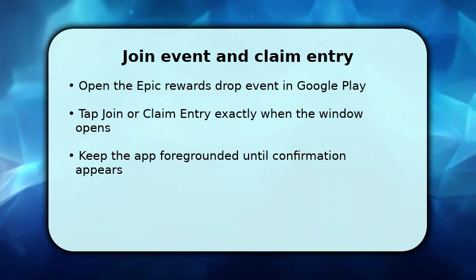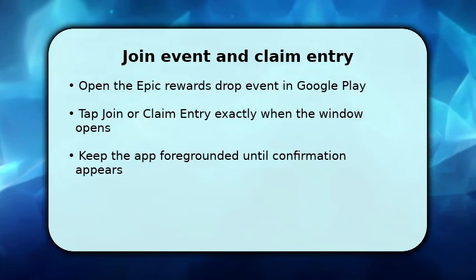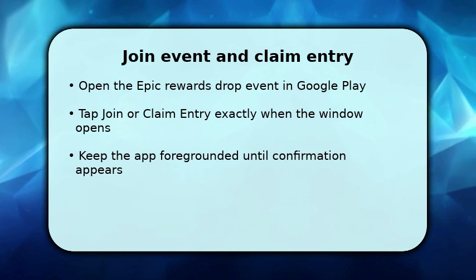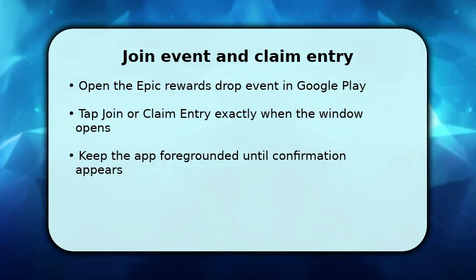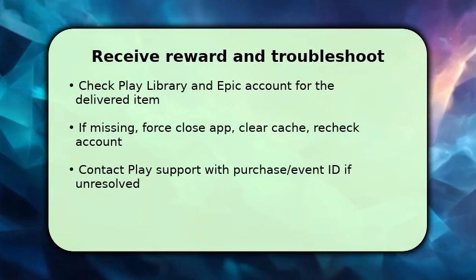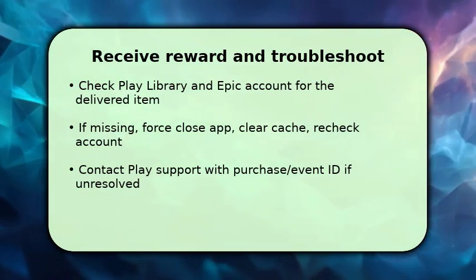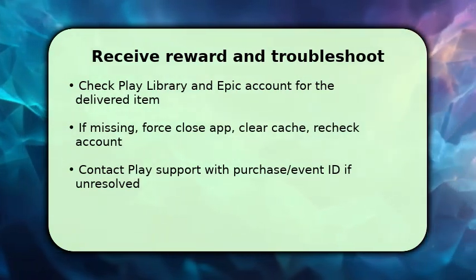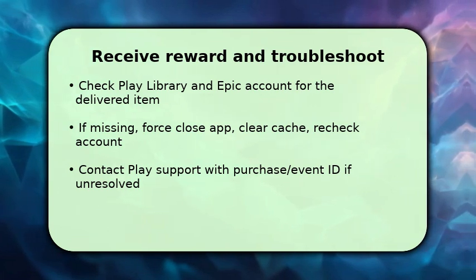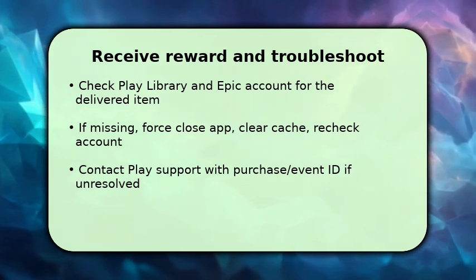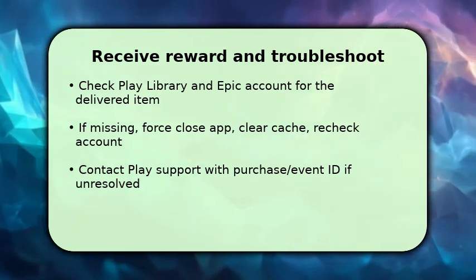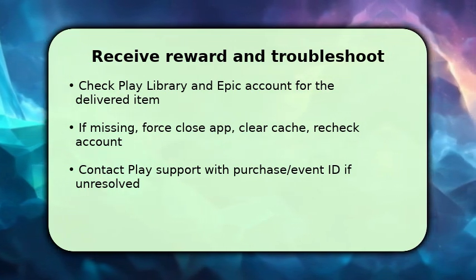Once the app confirms entry, wait for the reward distribution time noted on the event page and monitor notifications for success or follow-up steps. Finally, when rewards drop, you check the Play library and your Epic account inventory. Rewards sometimes appear as redeemable codes or direct items. If nothing appears, force close Play, clear cache, sign out and back in, then recheck. This often forces the delivery record to sync.